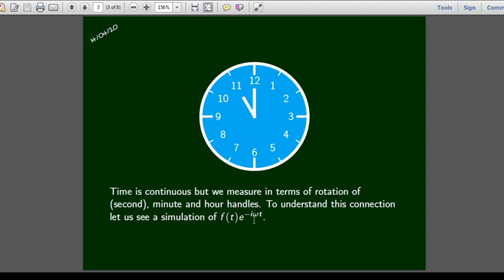e raised to i omega t represents a circle. In complex form it is a circle. Here e raised to minus i omega t means we move in anti-clockwise direction. If we take e raised to plus i omega t, that represents a movement in clockwise direction. To understand this concept, I will use a simulation.